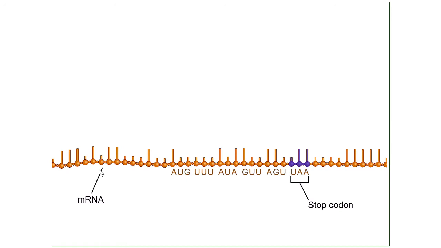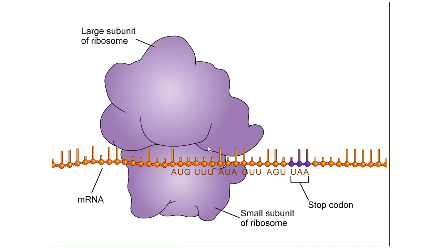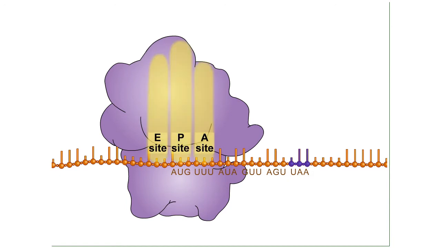Here we can see there is an mRNA sequence, and to keep it short, we are just going to have a few codons here. We have the AUG, which is going to be the start codon, and we have the UAA, which is going to be the stop codon. So in order for translation to happen, what you need is for the ribosome to come in. So the ribosome is going to have the large subunit and the small subunit, and they're going to clamp onto the messenger RNA. And in the ribosome, there are actually three sites.